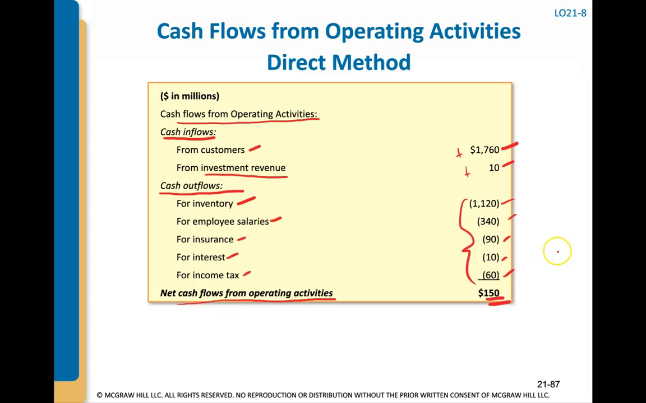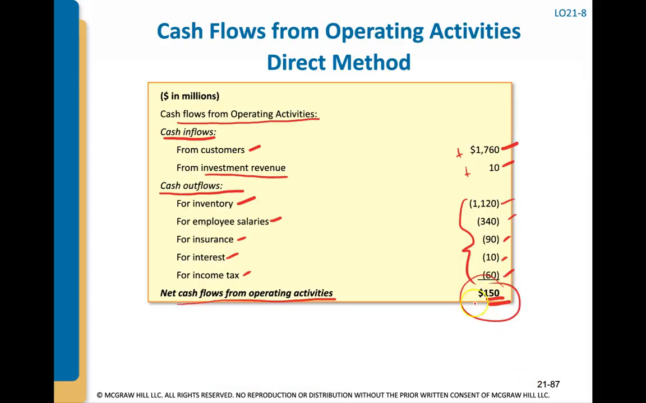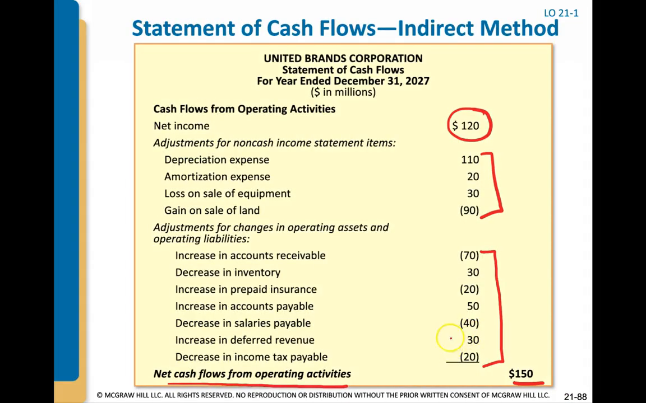Let's compare that to the indirect method. With the indirect method, we started with our net income per the income statement, adjusted for the non-cash income statement items, and adjusted for changes in our operating assets and liabilities. And guess what? We got net cash flows from operating activities of $150. Let's go back to the direct. $150. So either way should result in the same net cash flow, either inflow or outflow, from operating activities. Your total amount shouldn't change. It's just the presentation of how we got there.